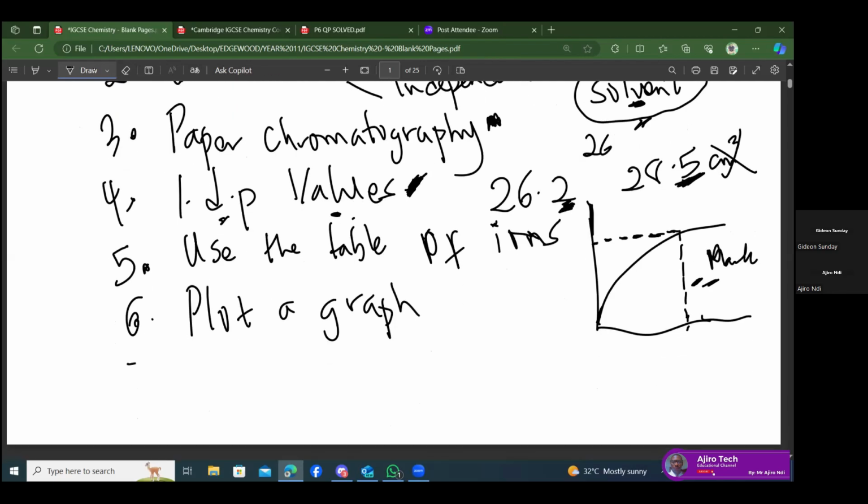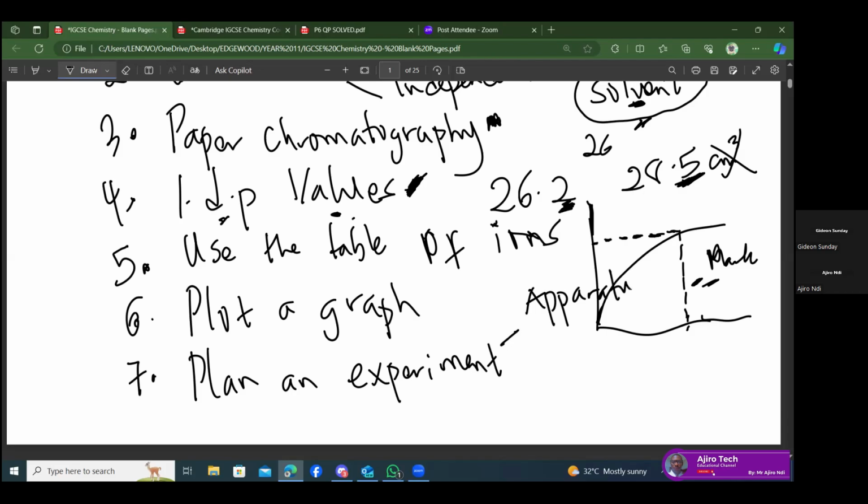Okay, so for the 7th point, you have to know how to plan an experiment. When planning an experiment, there are certain tips that you need to know, which is to mention the apparatus you would use for each step. What are the apparatus you use? Depending on the experiment, you may be using a Bunsen burner, or a thermostatic water bath. Or probably you want to measure the volume of liquids. You could tell us the kind of measuring apparatus, whether a measuring cylinder, a burette, or a pipette. So always state the apparatus you use in each case.